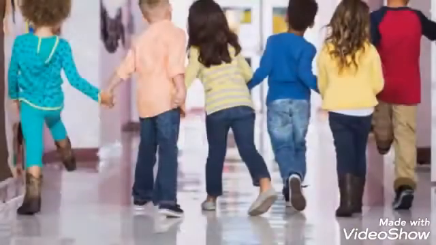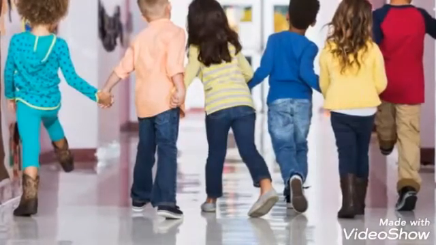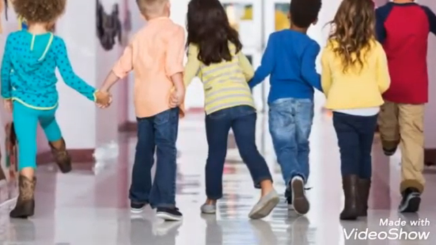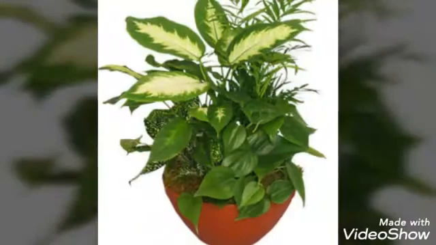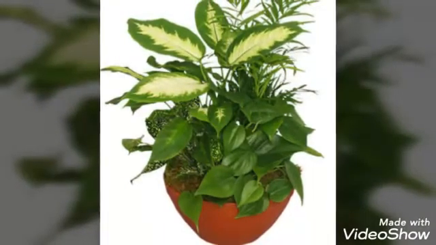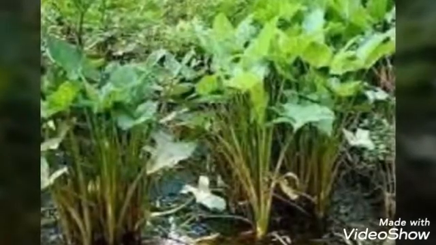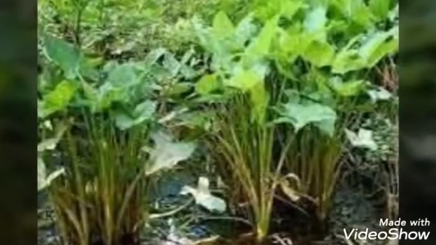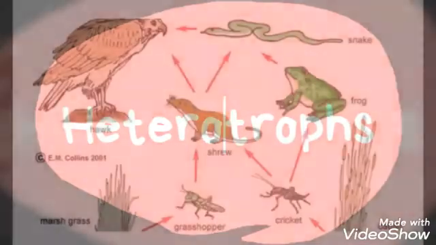Now coming to autotrophs and heterotrophs. We human beings prepare food from rice. But who can prepare rice? Green plants. Green plants make their own food material during a process called photosynthesis. Hence they are called autotrophs. And all the animals which depend on plants directly or indirectly are called heterotrophs.